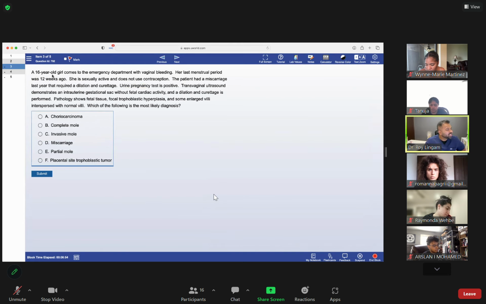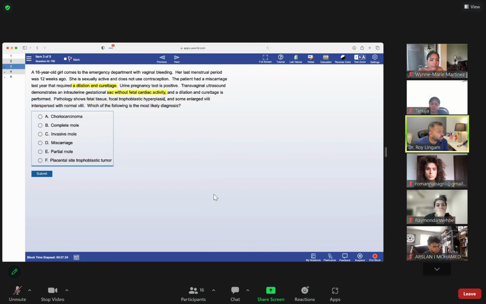So when you see a 16-year-old girl comes to the emergency department with vaginal bleeding, her last menstrual period was 12 weeks ago. She is sexually active and does not use contraception. Patient had a miscarriage that required D&C. Okay. Now, transvaginal ultrasound demonstrate an intrauterine gestational sac without fetal cardiac activity. So that means it is a mole the minute you don't see a cardiac activity. D&C is performed, it shows fetal tissue.